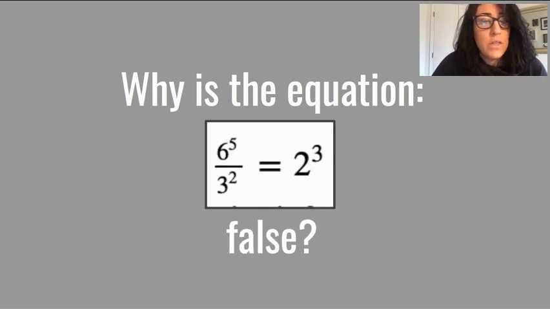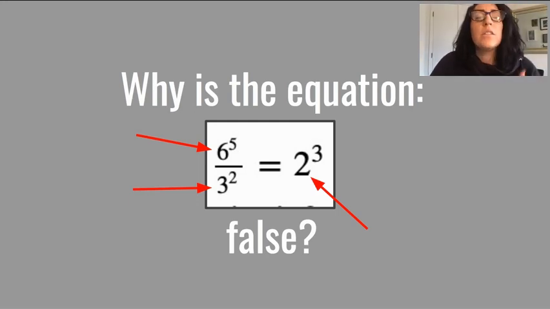Why is this one false? Well, look here. You have 5 factors of 6 divided by 2 factors of 3. That is different than 3 factors of 2. And again, just kind of noting the patterns we're seeing here with those bases, and when we apply the rule, those bases have to be the same. That was the rule we came up with in the last video.